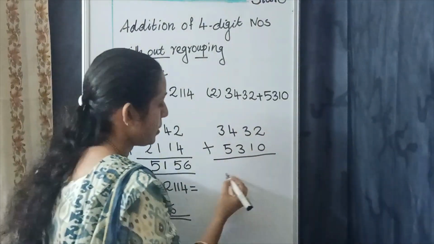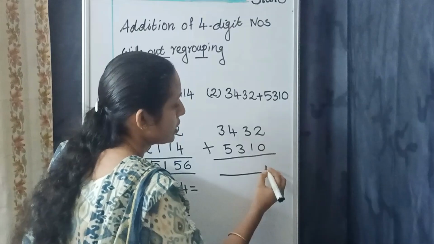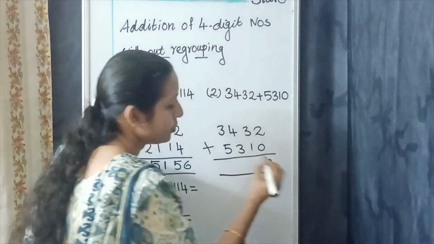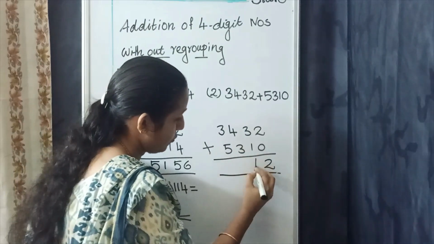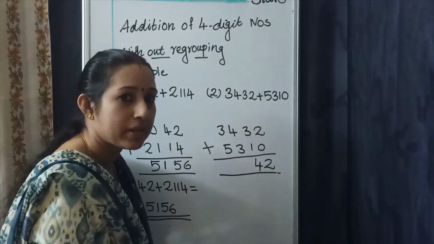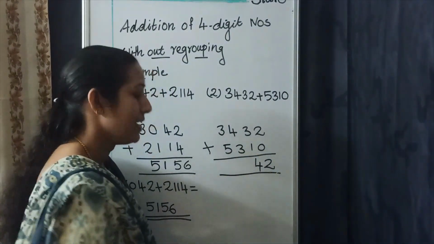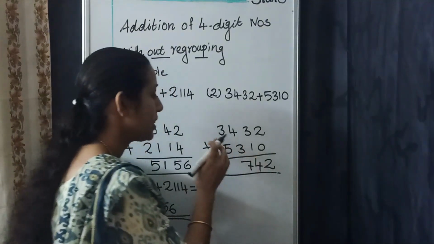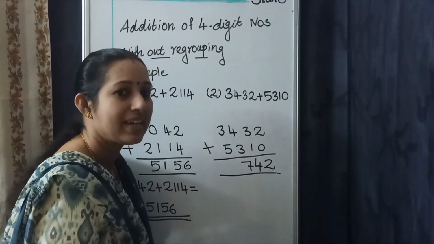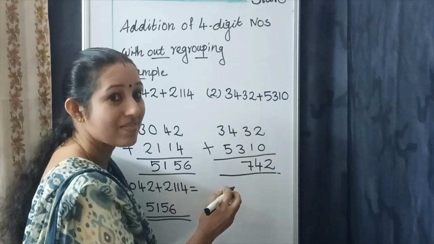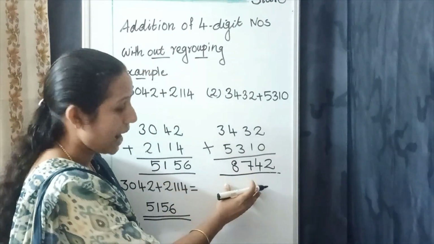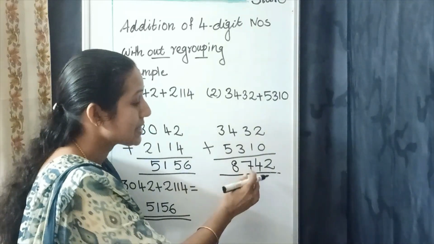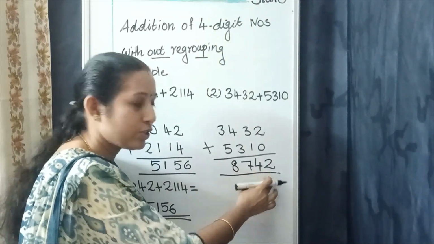Start from this ones place. 2 plus 0 is 2. Then 3 plus 1, 4. 4 plus 3, 7. 3 plus 5, 8. So the answer is 8742.